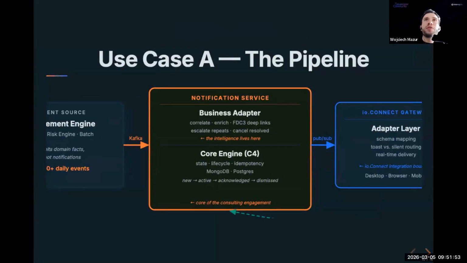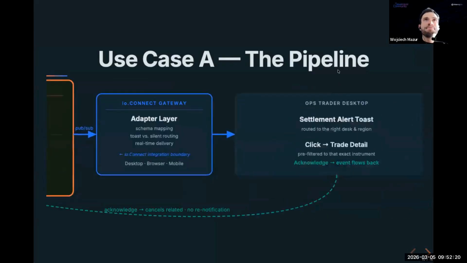Then you have the notification service. The business adapter is where the logic lives. It correlates related events, enriches with context, with deep links, or suppresses if already resolved. The core engine persists every transition, from active to seen to acknowledged to snoozed to stale to closed and so on. And each of those is subscribable via the events given by the API.